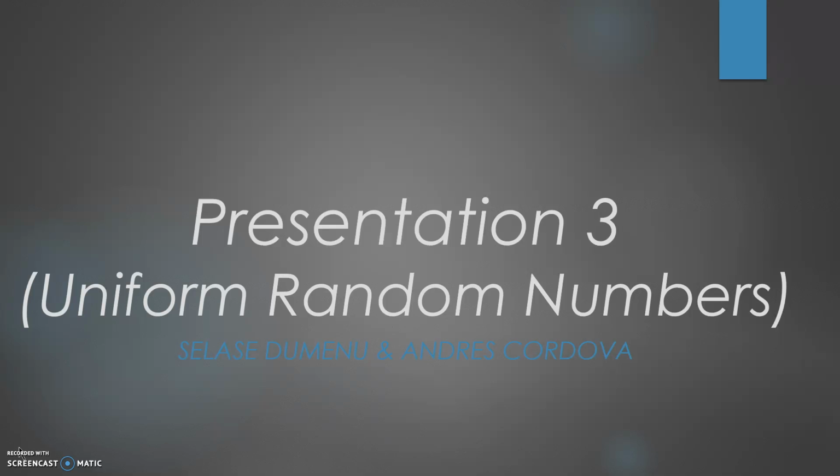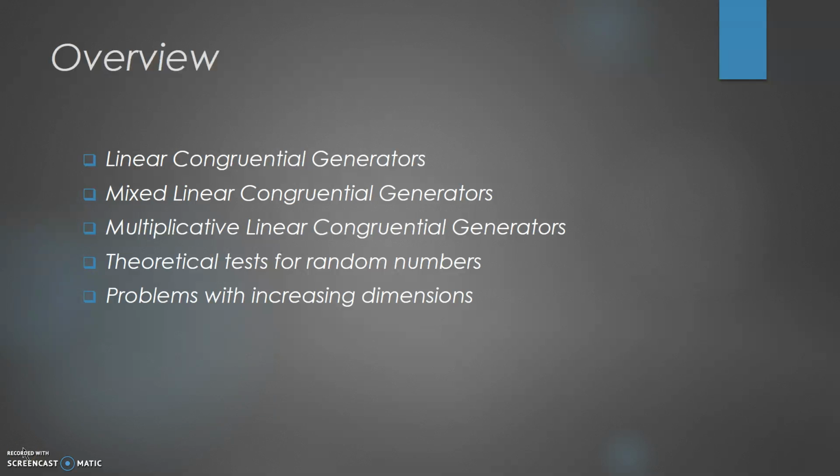This is our presentation 3 for ENGI 460 and we will be discussing uniform random numbers. Okay, so we're going to look at a quick overview. We're going to be discussing linear congruential generators. We're going to look at two kinds of those, which will be the mixed linear congruential generators and the multiplicative linear congruential generators. And then we're going to talk about the theoretical test for random numbers and then some problems with increasing dimensions.